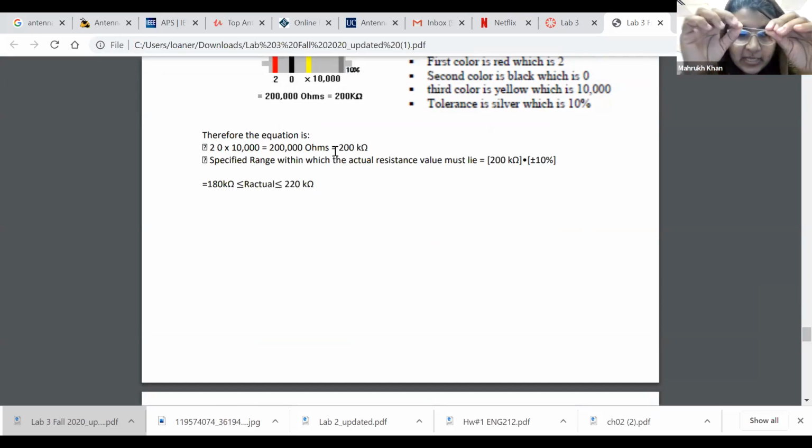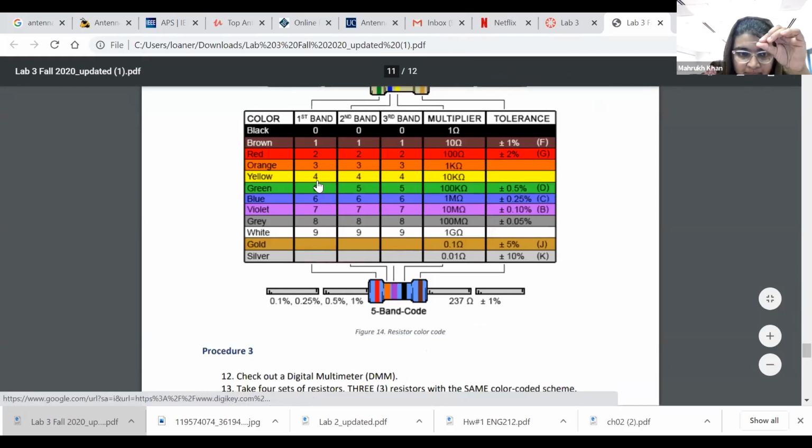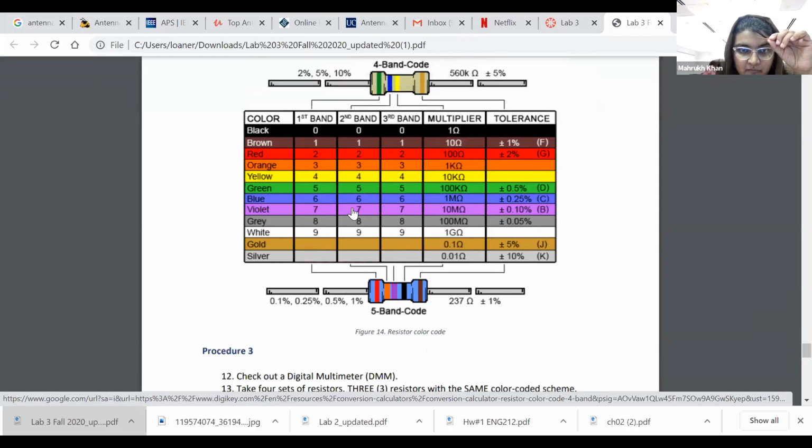So in 4.7K, my first band is yellow, okay? Yellow makes it 4. My second band is purple or violet, which makes it 7. And my third band is red, which makes it 2. So 4, 7 into 100, okay?